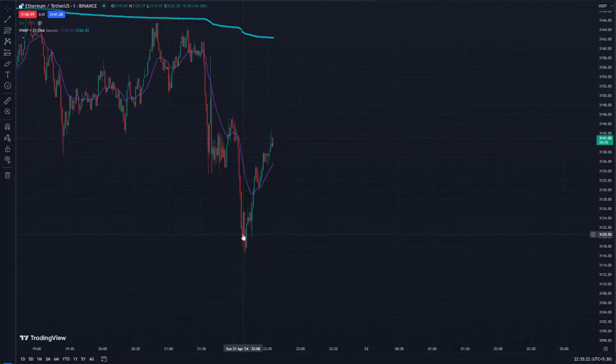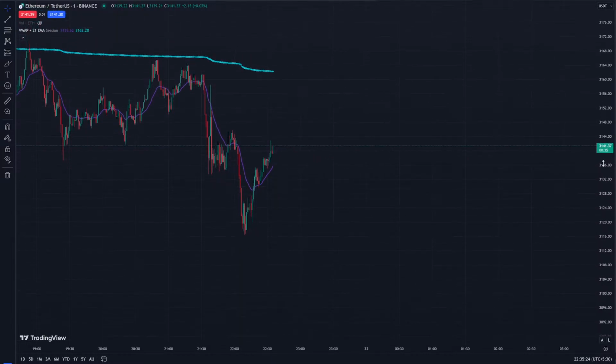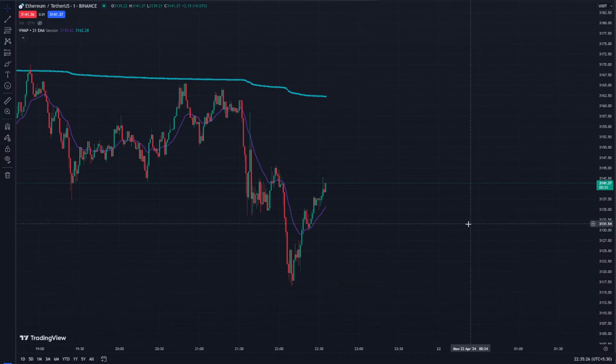Okay, so this is a test. Hopefully you guys can hear my voice, and I am doing a live trading for the first time on this channel. So we are currently trading on Ethereum right now. You can see here, this is Ethereum, and currently we are in our 1 minute chart.